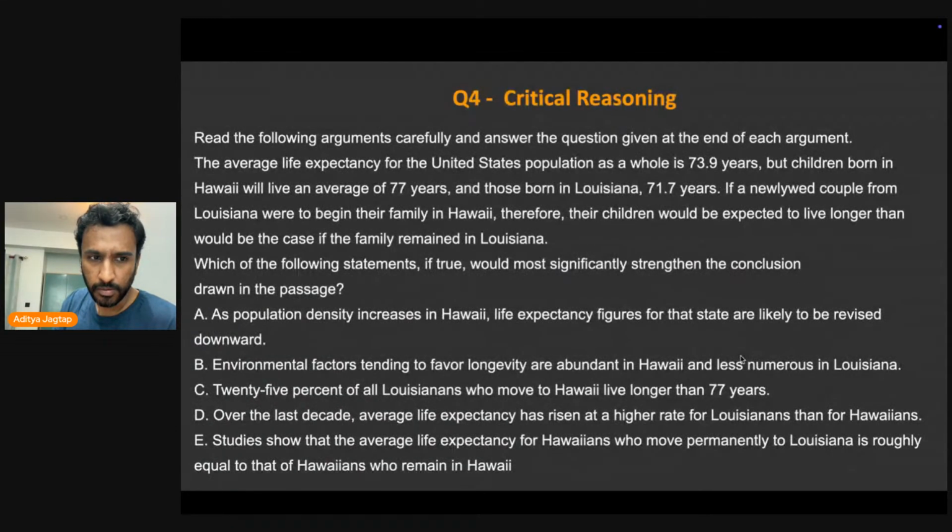Let's see the next one. Okay, this is the same question type. Which of the following, if true, would most significantly strengthen the conclusion? This is a previous year's question. You would have to go and look this up.